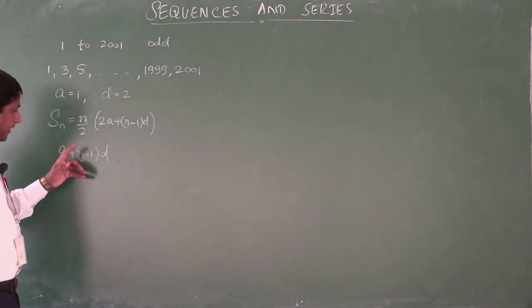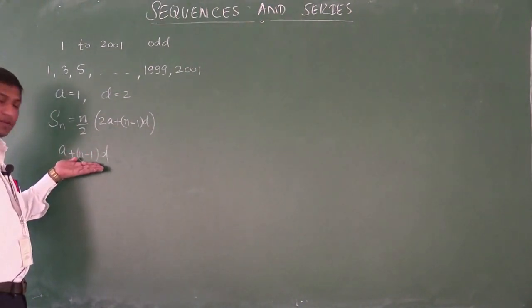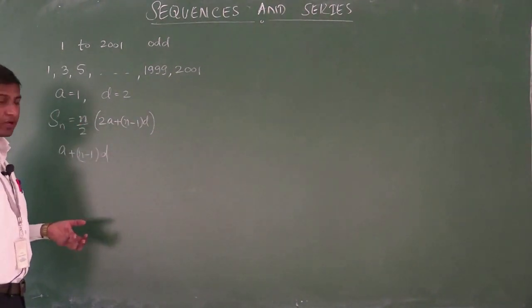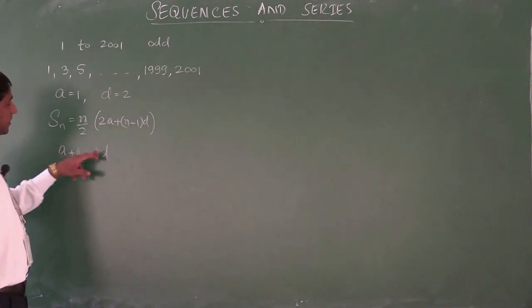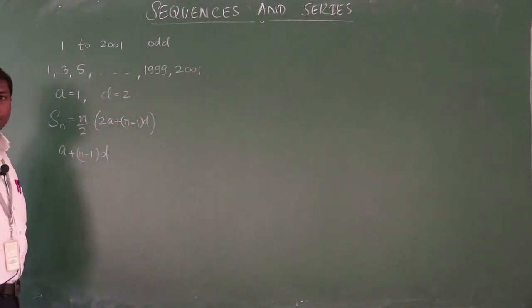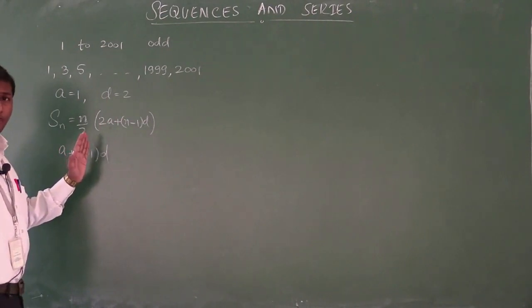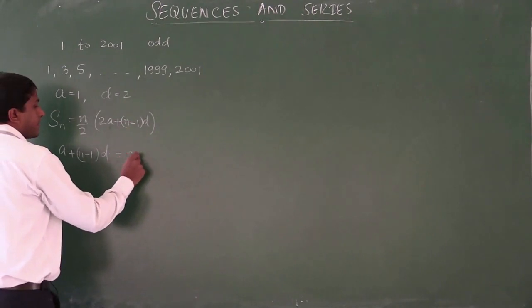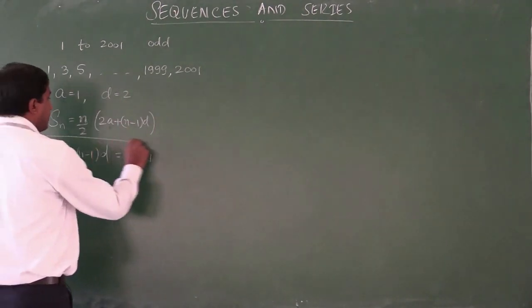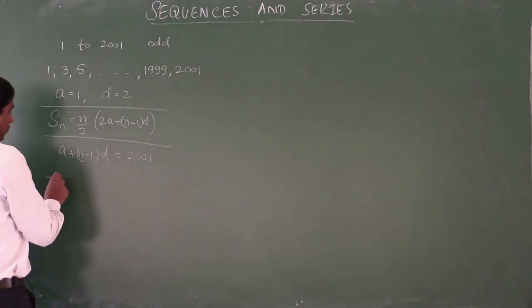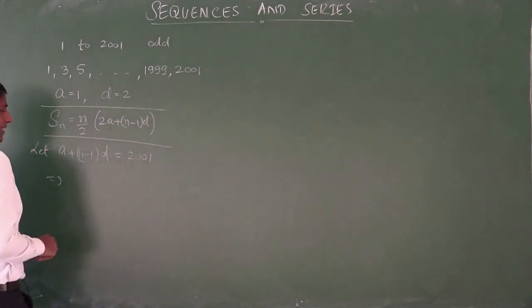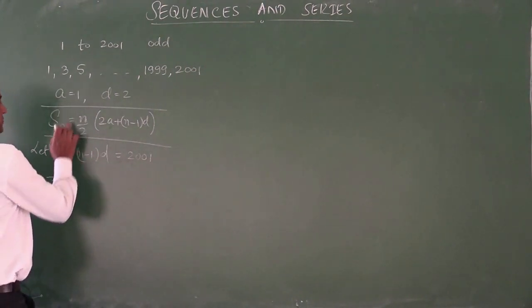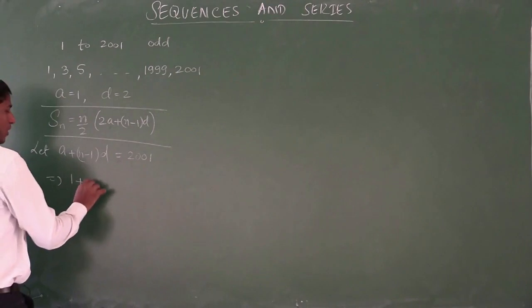So a plus n minus 1 into d is the general term of this AP. Now we are going to equate this general term to 2001 and find the value of n. So a plus n minus 1 into d equals 2001. What is the value of a? The value of a is 1.